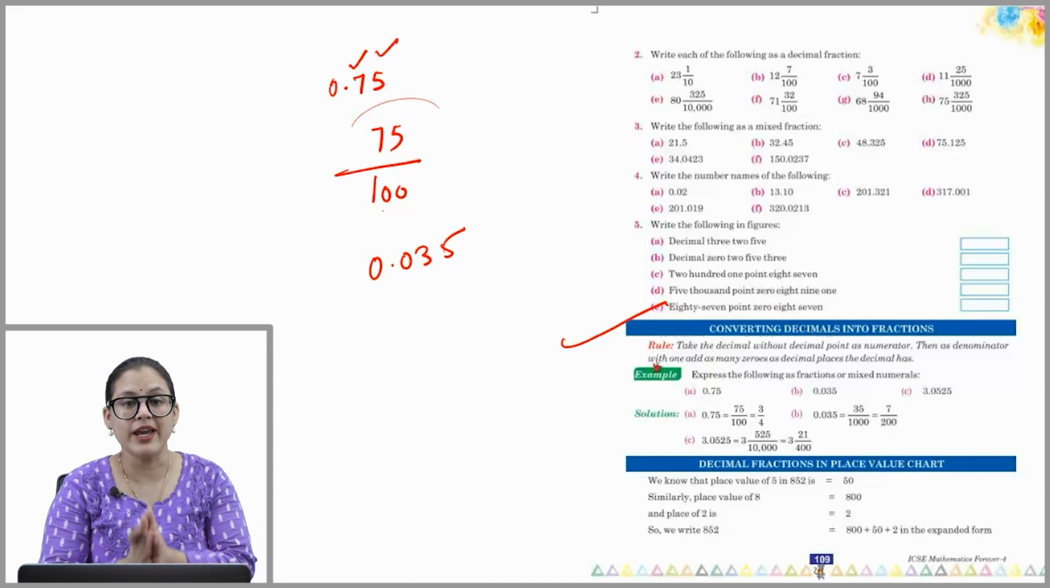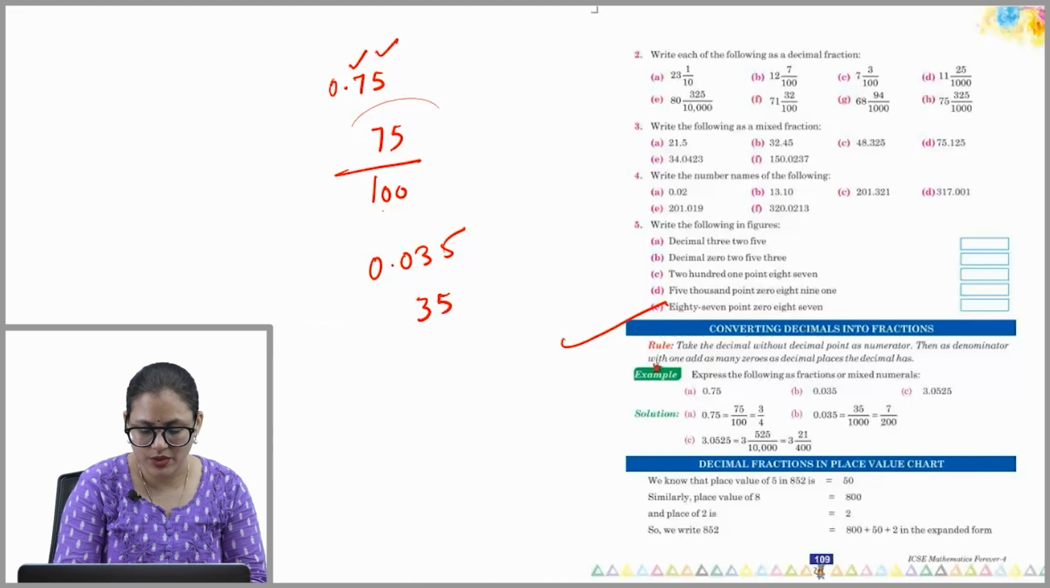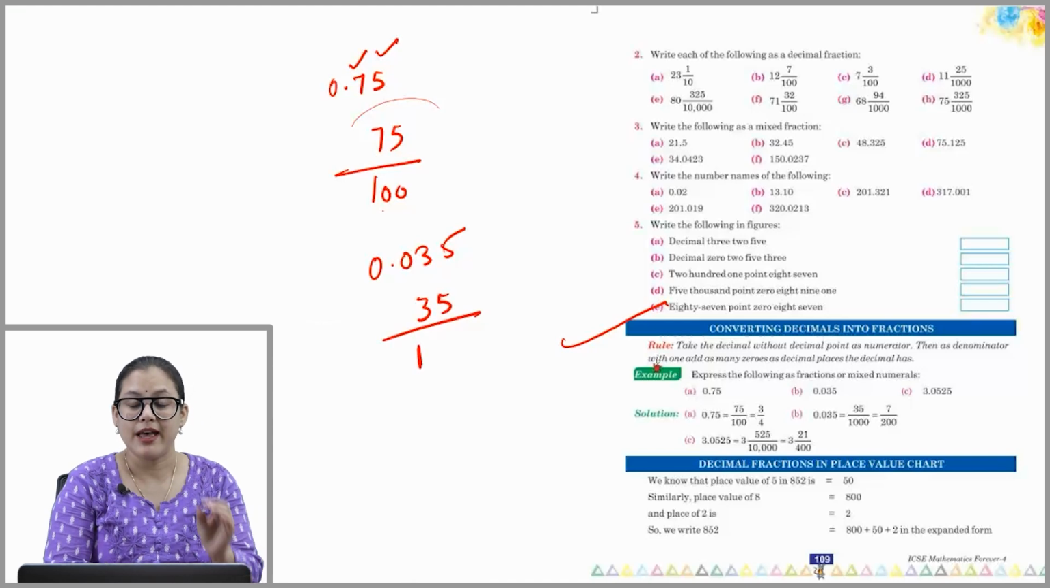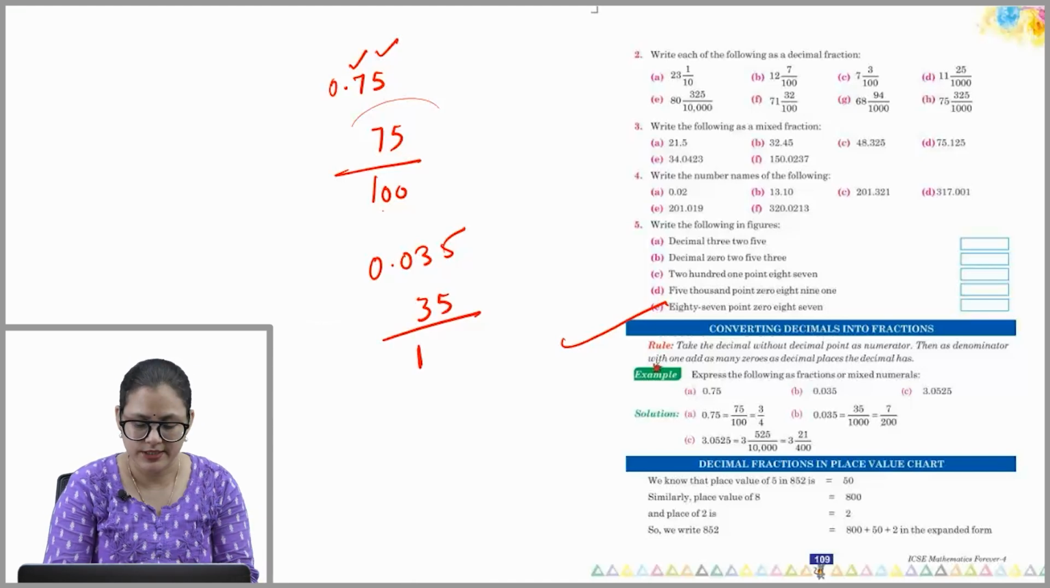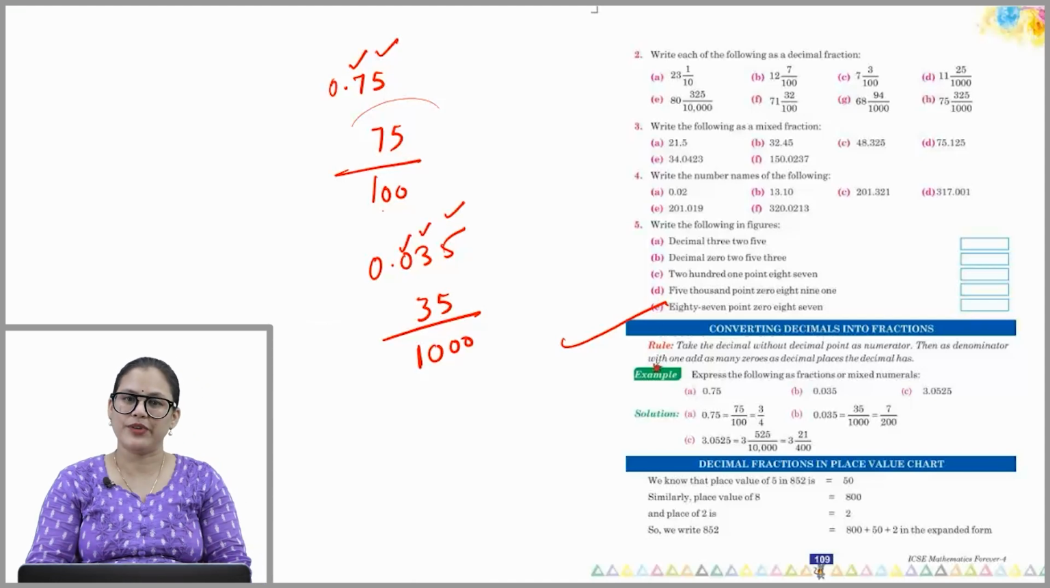First we will write the decimal without the decimal point. So we will write here 35. Then we will put 1 in the denominator, and then how many zeros are you going to put here? See, 1, 2, 3. There are 3 decimal places, so you will add 3 zeros, right?